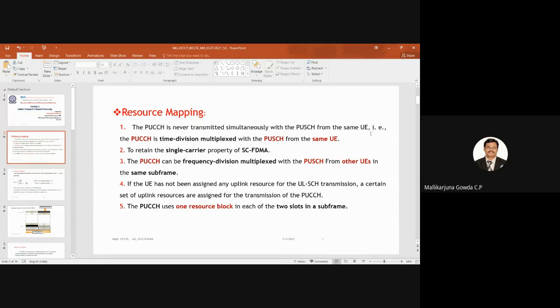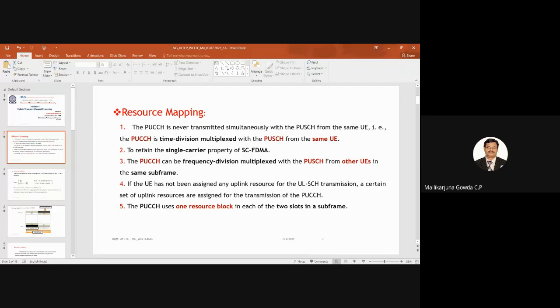What I mean to say is the physical uplink control channel is time division multiplexed with the physical uplink shared channel from the same user equipment. Because of this time division multiplexing, PUCCH cannot be transmitted simultaneously with the PUSCH from the same user equipment. The reason is to retain the single carrier property of SC-FDMA, so this has been done.